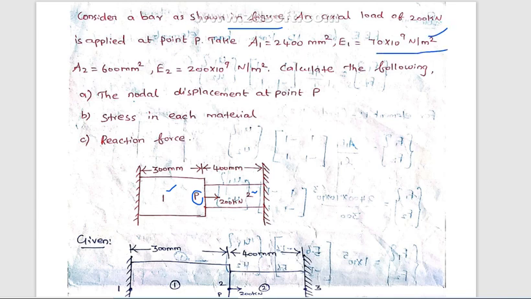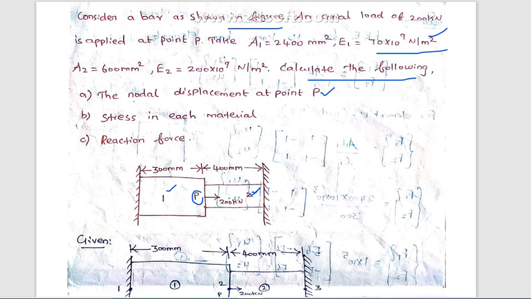For the second element, the area A2 is 600 mm square and the Young's modulus for element 2 is 200 into 10 power 9 Newton per meter square. What you have to find out is the nodal displacement at the point P. What is the displacement at the point P, and what is the stress in each material?